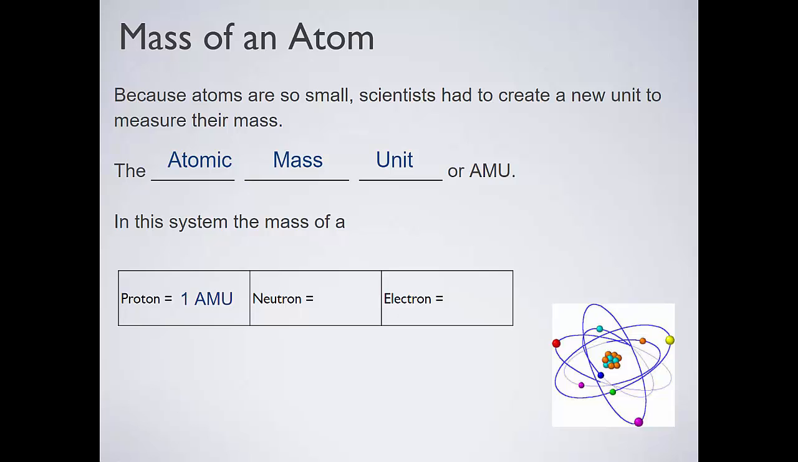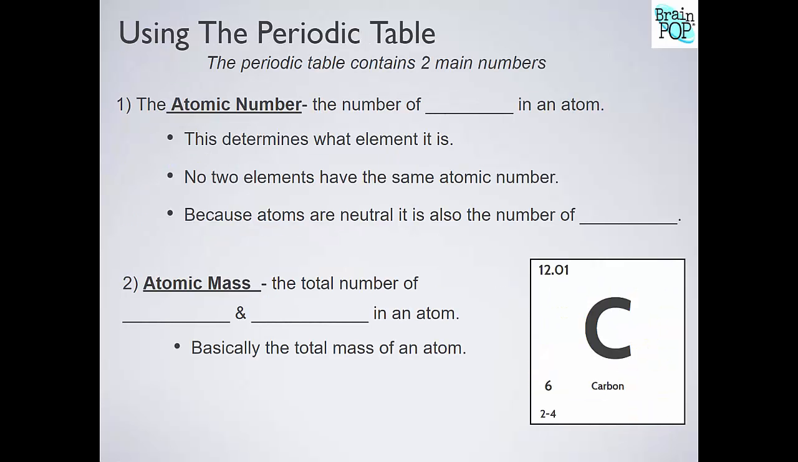The mass of a neutron, also 1 AMU. The mass of an electron? It's technically not 0. It's so small, however, that we basically ignore the mass of the electron. It's so sad. Just ignoring the electron.